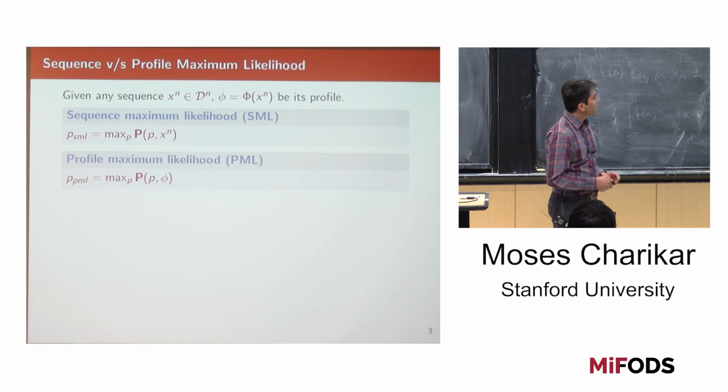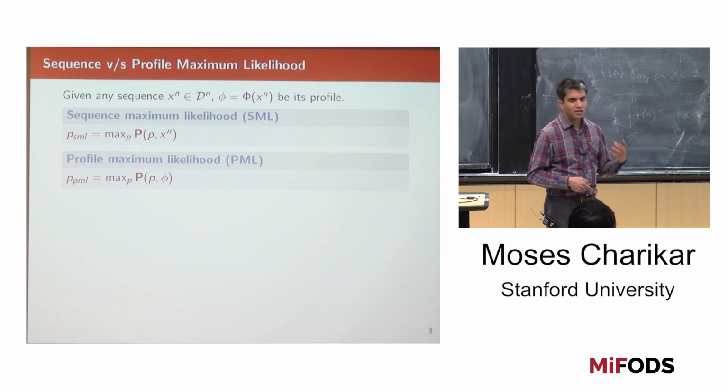Okay. The profile maximum likelihood instead says, give me that distribution that maximizes the probability of the profile. In this case, the profile was 2,1 or 1,2. Clear? Somewhat different question from the first one. I'm going to ask the same thing now. What's the underlying distribution that maximizes the probability of the profile? What do you think?